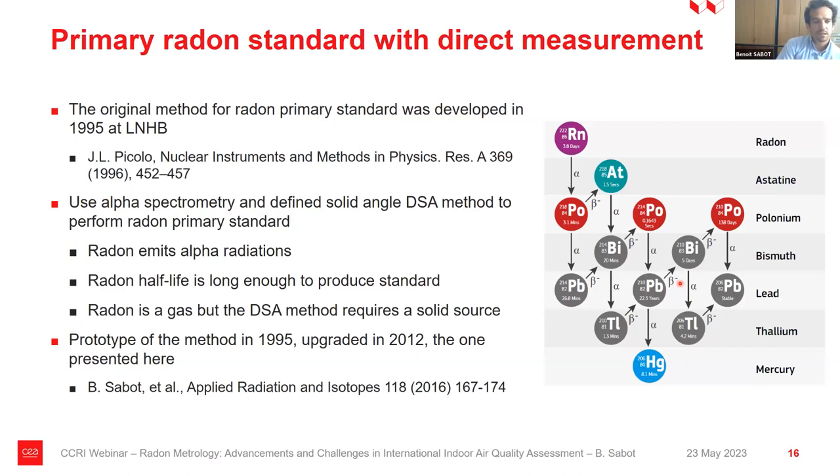Basically, in this technique, we want to measure directly radon. And what we know is that radon emits alpha radiation, so we have to measure alpha particles. The radon half-life is 3.8 days, so it's long enough to produce an activity, measure it, store it, and send it to people. And the idea was to use the defined solid angle method, which is used for alpha solid sources, to measure a radon primary standard.